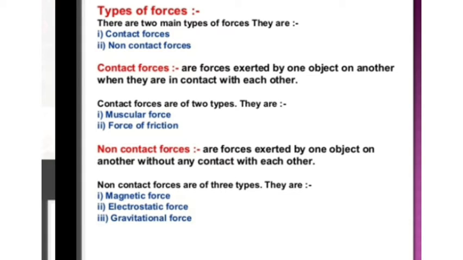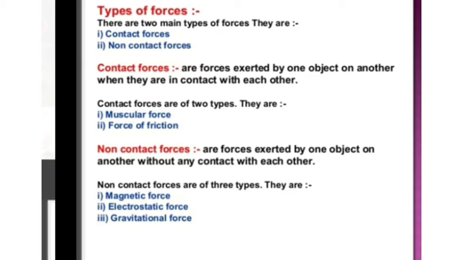What is magnetic force? The force exerted by a magnet on certain metals is known as magnetic force. Example, a magnet attracts the iron object. This is the example for magnetic force.